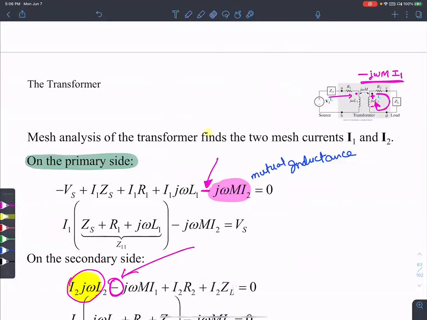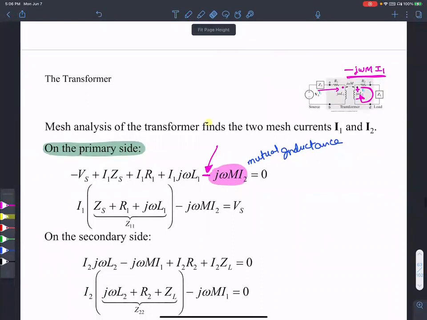You get the idea of all the different components involved when you're writing the KVL for a transformer, including the dot convention. Okay, questions, please. Questions so far?